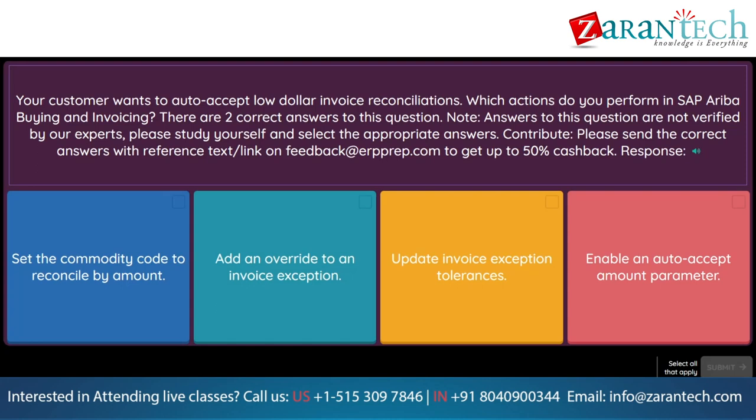Response. Option 1, set the commodity code to reconcile by amount. Option 2, add an override to an invoice exception. Option 3, update invoice exception tolerances. Option 4, enable an auto-accept amount parameter.